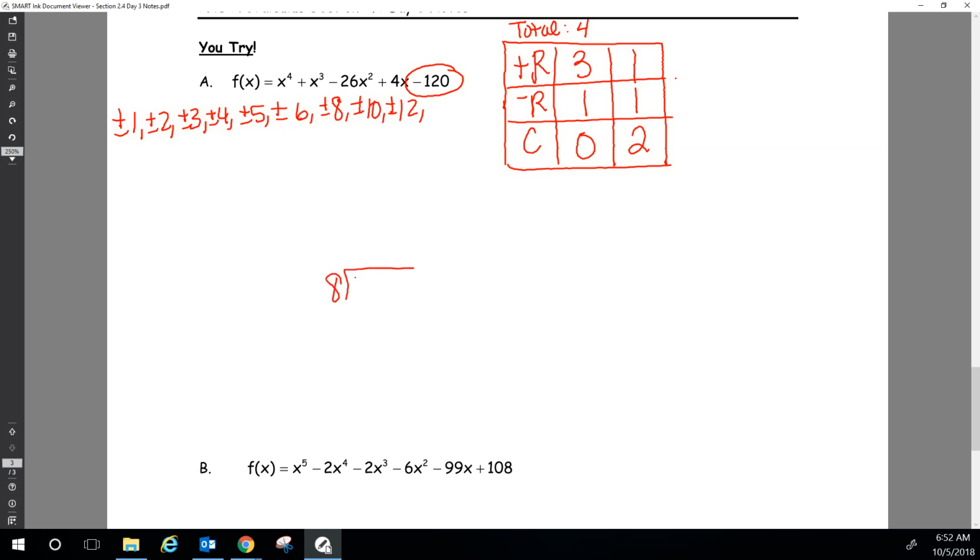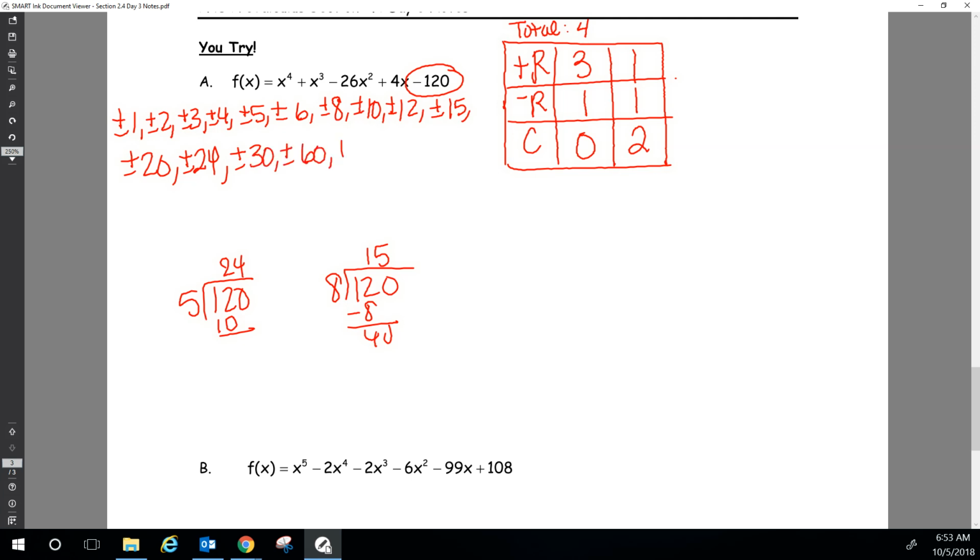8 goes into 120 how many times? 15 times. So 15 times 8. It would be 6 times 20. It would be 5 times 60. Is that right? No, that is not right. Sorry, it's really early. 5 times 24. 4 goes into 120 30 times. 2 goes into 120 60 times, and then 1 times 120. And holy moly, that is a bunch of possible zeros.